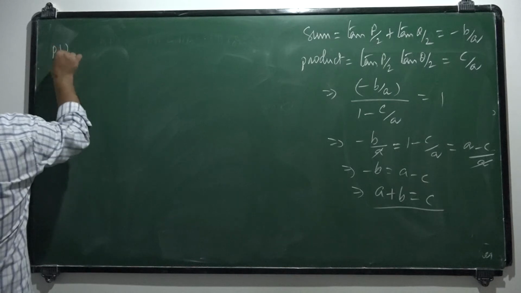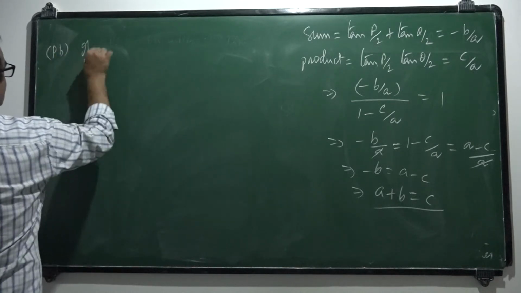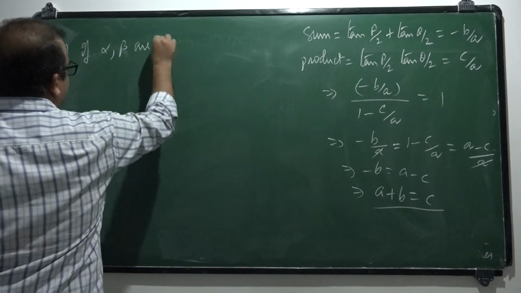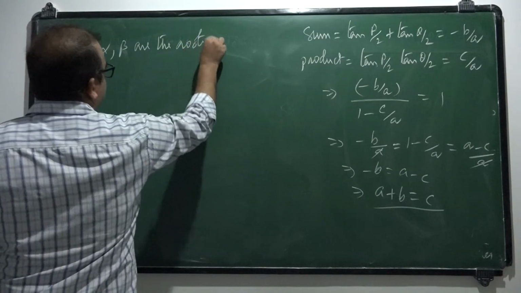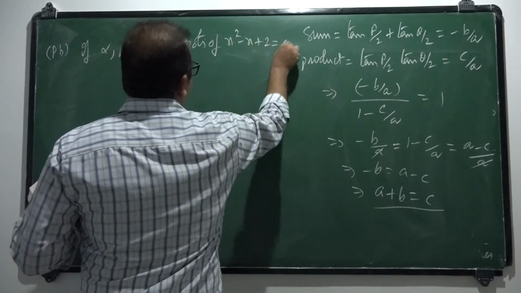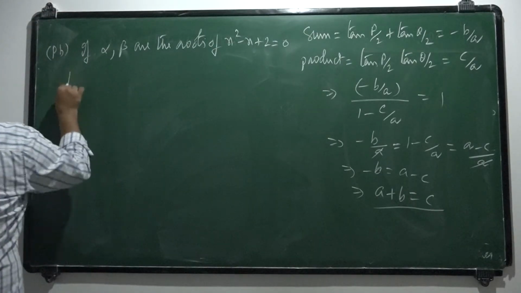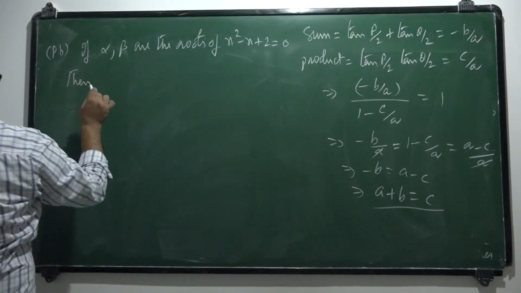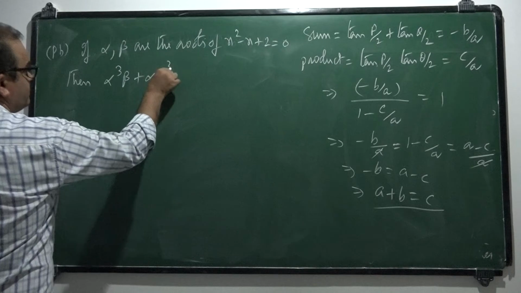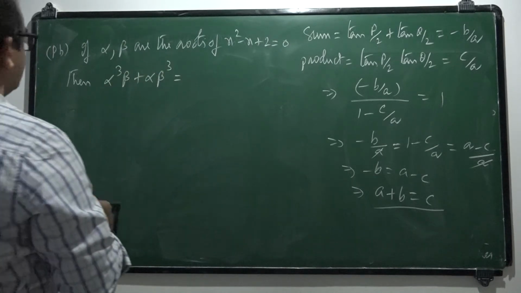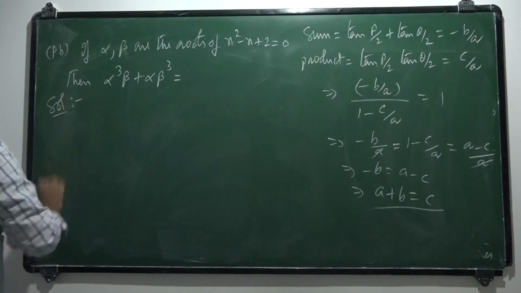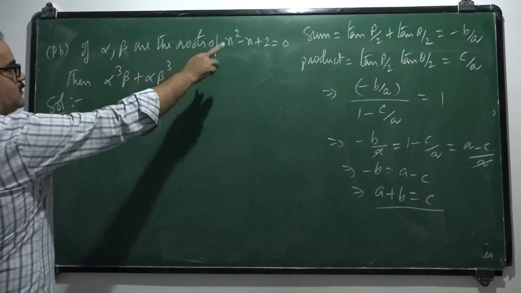Next problem. If alpha, beta are the roots of x square minus x plus 2 is equal to 0, then alpha cube into beta plus alpha into beta cube is equal to. Here alpha and beta are the roots of that equation.